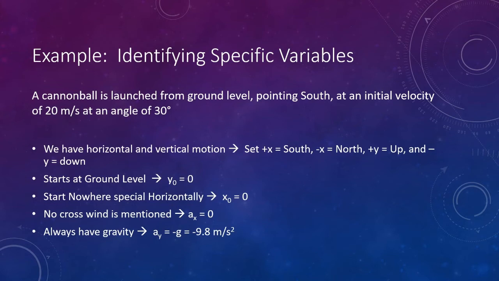There's no friction or crosswind mentioned, so there's no horizontal acceleration, and our acceleration in the vertical is just gravity acting downwards, minus g, or minus 9.8 meters per second squared. So again, we just go through it phrase by phrase, being mindful of what we mean for the x and y directions. In this case, x is horizontal, y is vertical, so positive x will equal south, plus y is up, and minus y is down.